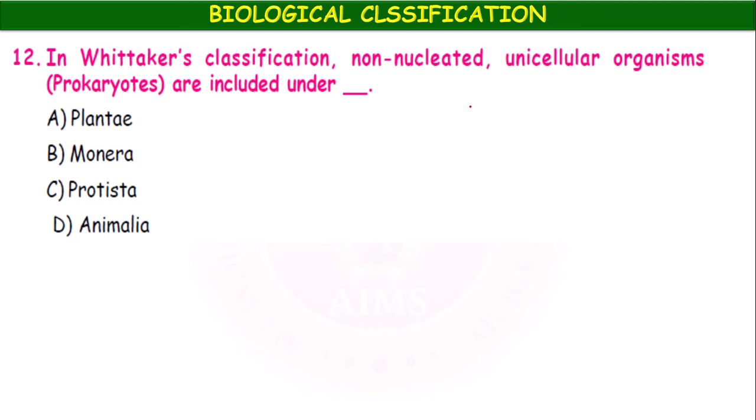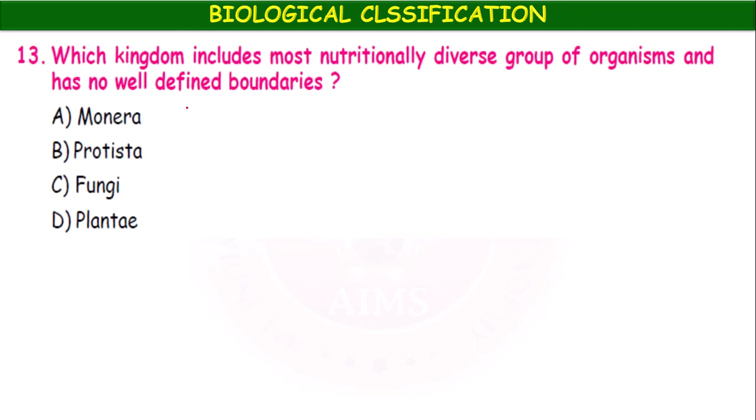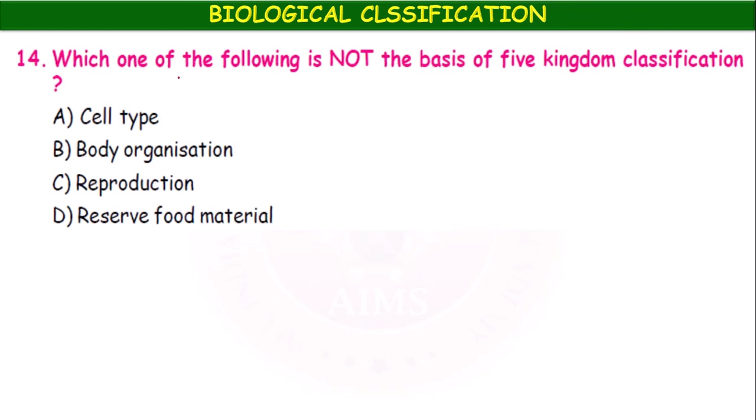In Whittaker's classification, non-nucleated unicellular organisms, that is prokaryotes, are included under plantae, Monera, Protista, Animalia. It is the Monera. Unicellular organisms, prokaryotes. Unicellular eukaryotes means Protista. Okay. Which kingdom includes the most nutritionally diverse group of organisms and has no well defined boundaries? Monera, Protista, fungi, plantae. Which one? Monera.